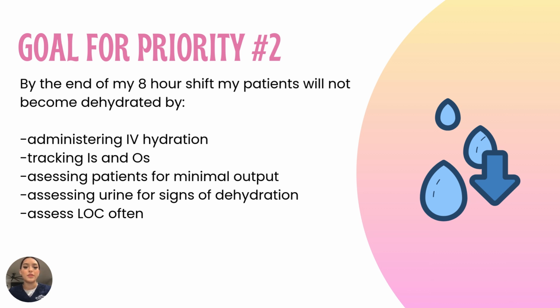So my goal for him related to his dehydration is by the end of my 8-hour shift, my patient will not become dehydrated by administering IV hydration, tracking his eyes and nose, assessing him for minimal output, and assessing his urine for signs of dehydration, like if his urine is super concentrated, and then assessing his level of consciousness, because obviously dehydration can cause you to be confused. So I wanted to constantly be assessing him to make sure he didn't have any of those signs.